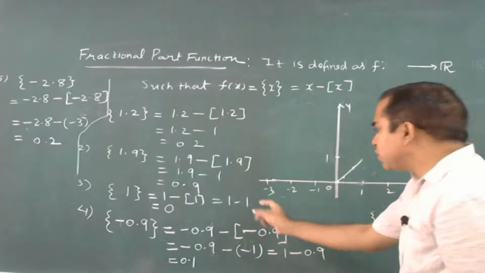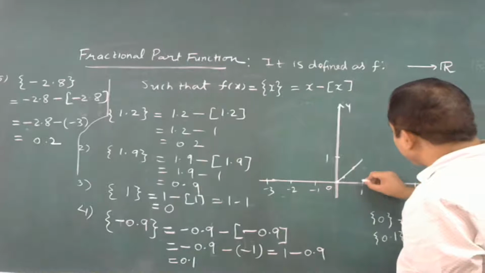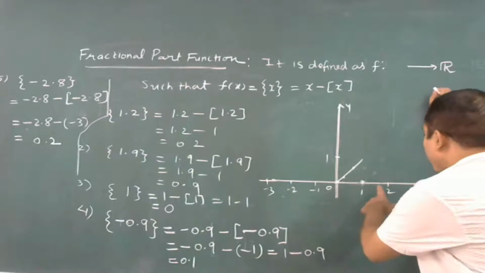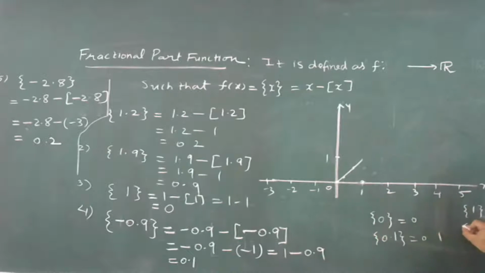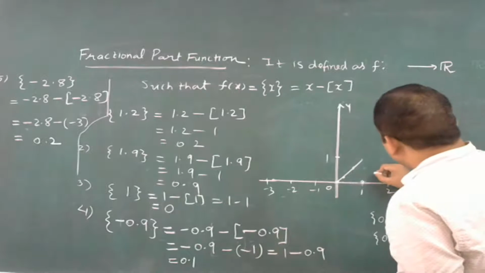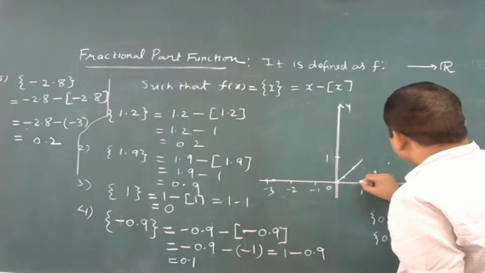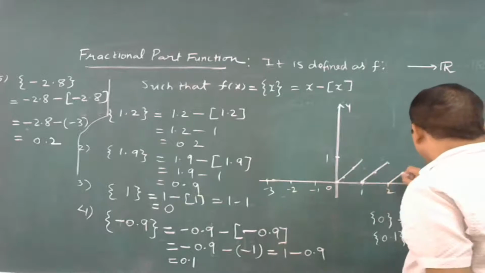The fractional part of 1 is 0. Right? The fractional part of 1 is 0. So 1, 0. The image of 1 is not here, it is here. This is to be darkened. Then 1.5. The fractional part of 1.5 will be 0.5 here. Right? For 1.9, the fractional part will be 0.9 here. But the image of 2 will not be here. The image of 2 will be 0, so 2, 0. So like this the graph will appear.